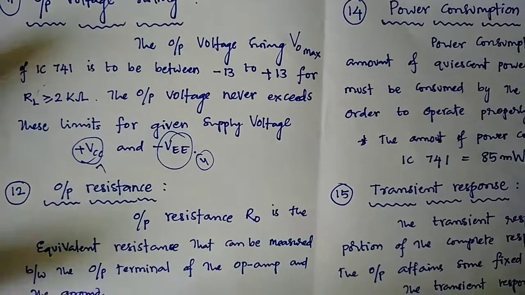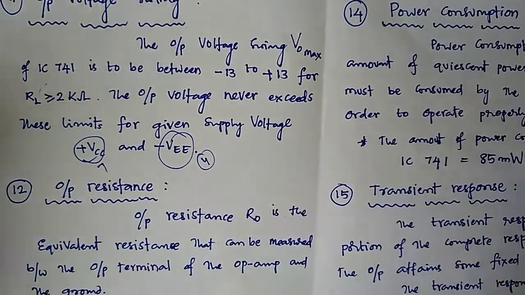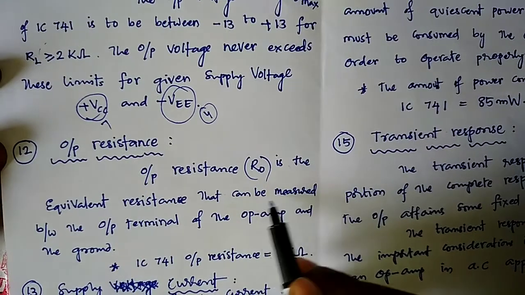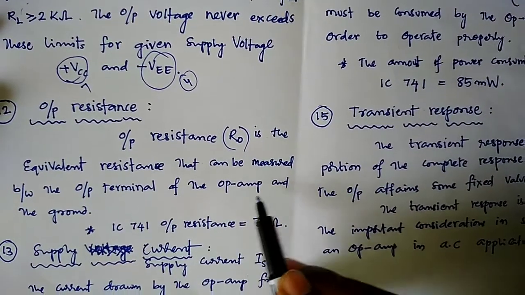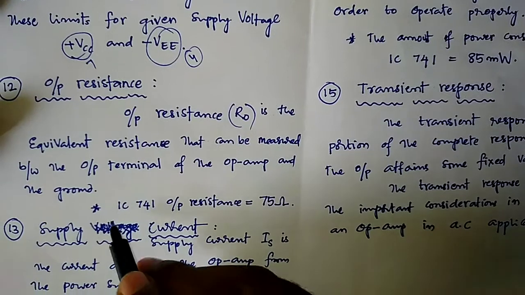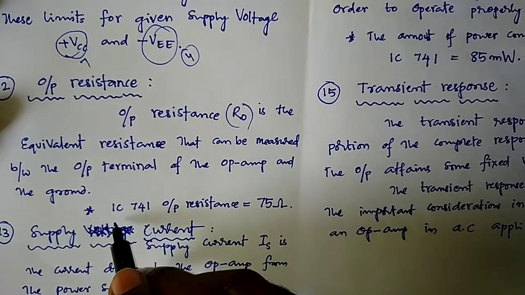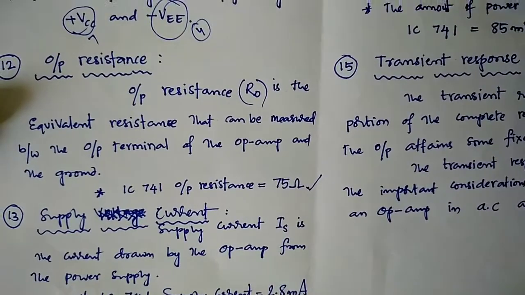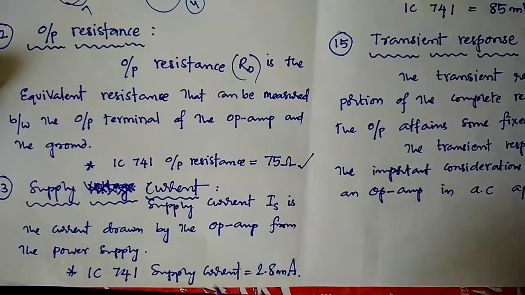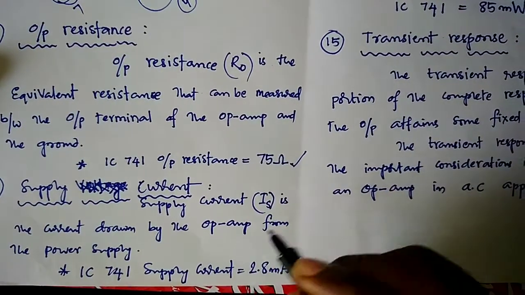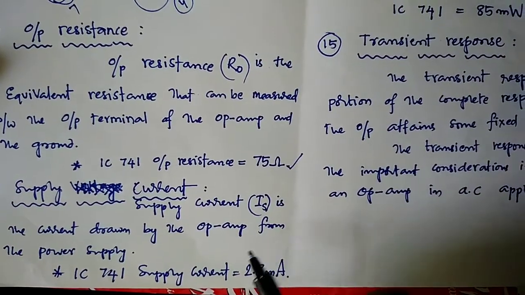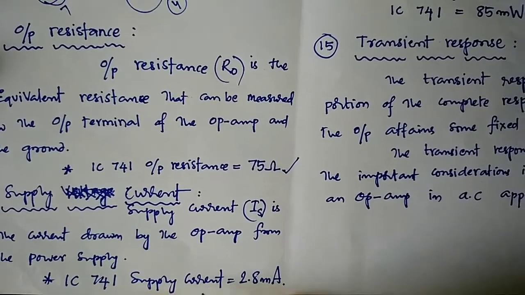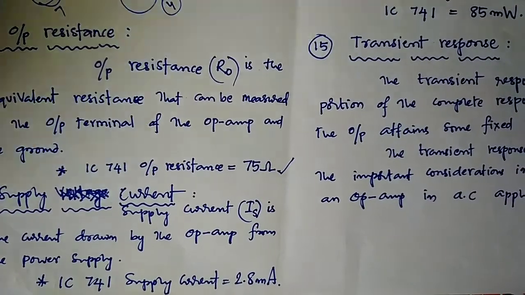The 12th parameter is output resistance. Output resistance, denoted by R0, is the equivalent resistance measured between the output terminal of the operational amplifier and the ground. The practical value for the IC741 is 75 ohms. And the 13th parameter is supply current. The supply current, denoted by IS, is the current drawn by the operational amplifier from the power supply. The IC741 supply current is 2.8 milliamps.